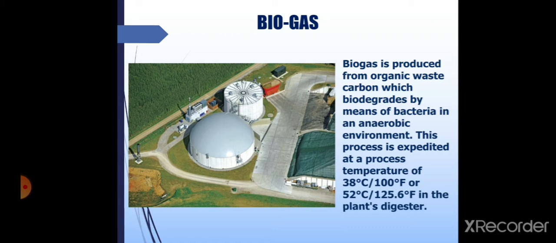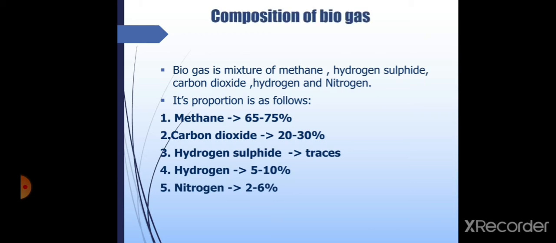We are going to see what is in biogas. Composition of biogas. Biogas is a mixture of methane, hydrogen sulfide, carbon dioxide, hydrogen, and nitrogen. Its proportion is given in the figure. It is as follows. Okay, now moving on to the next slide.